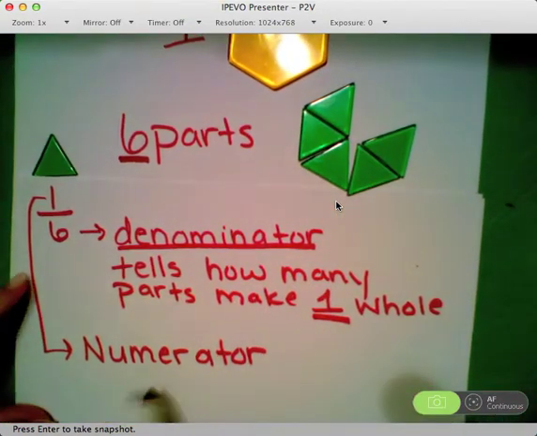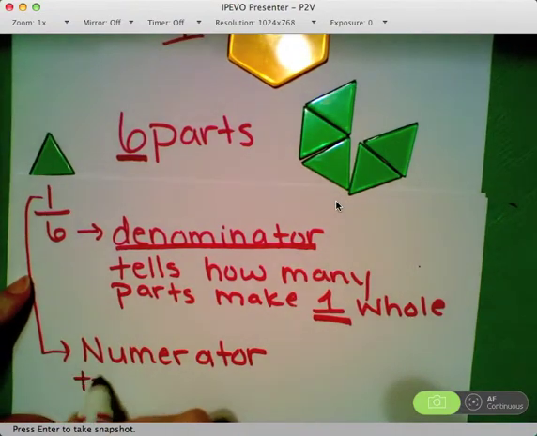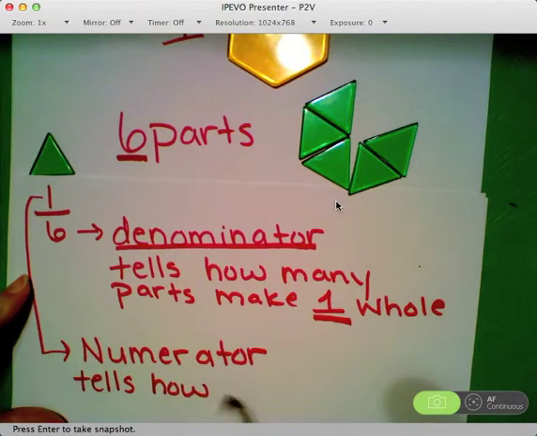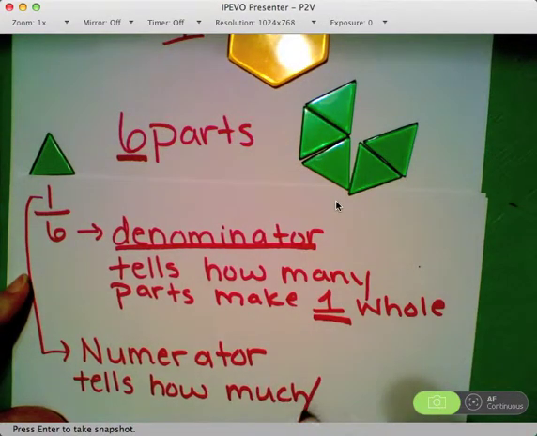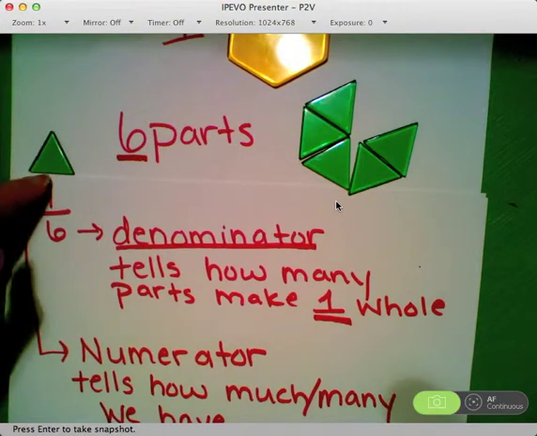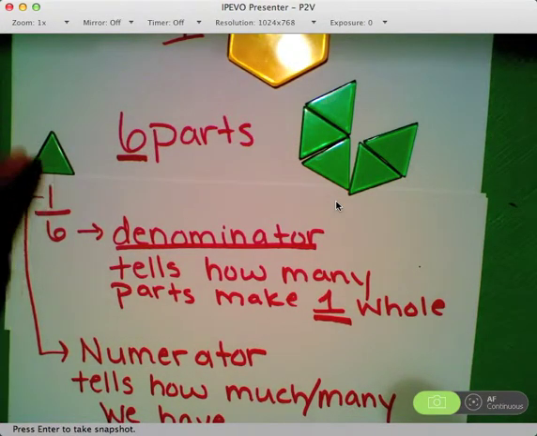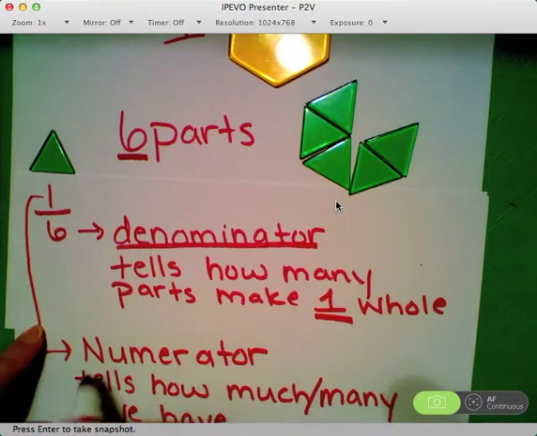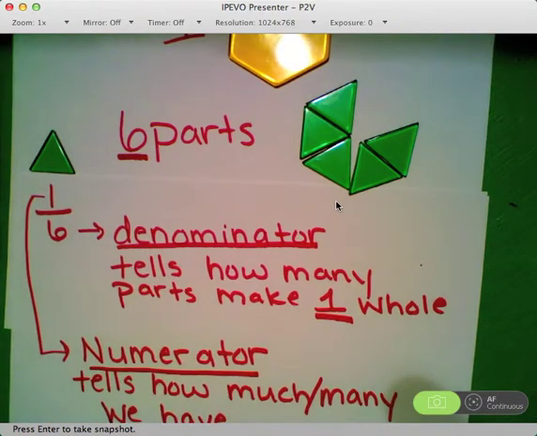Okay? So the numerator tells us how much or how many we have. So how much did I have here? That's right, 1. So I put a 1 for the numerator. All right.